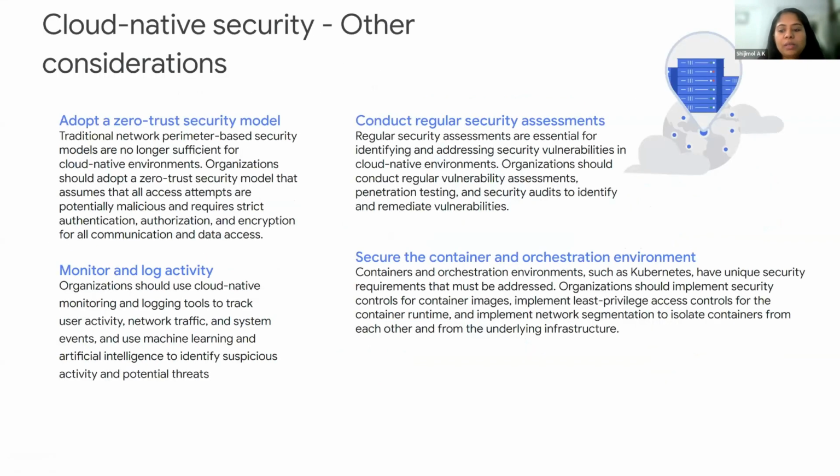Now we'll conclude with some additional considerations while you are going into a cloud native deployment for security. We've discussed different ways of securing your application, how you can ensure data security, and how you can ensure supply chain security. But what are the other ways of ensuring security? We talked about the zero trust security model. We can have a traditional network perimeter based security model, but that is no longer sufficient. We already discussed how you can implement security that is context aware.